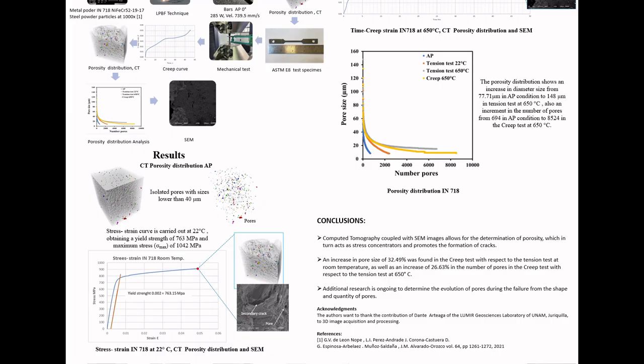Results: isolated pores with size lower than 40 micrometers were obtained in the CT porosity distribution of the as-printed condition. Stress-strain curves were obtained at 22 degrees Celsius, with a yield strength of 763 megapascals and maximum stress of 1042 megapascals.